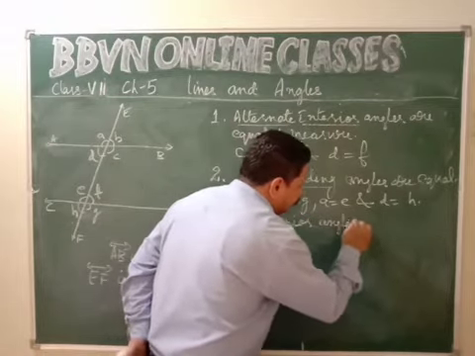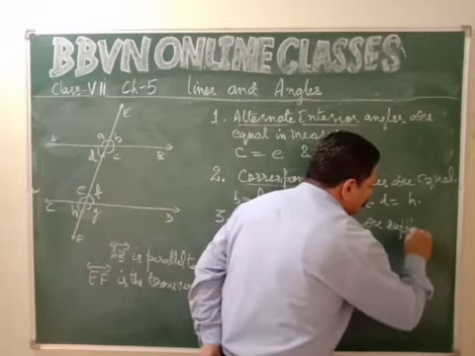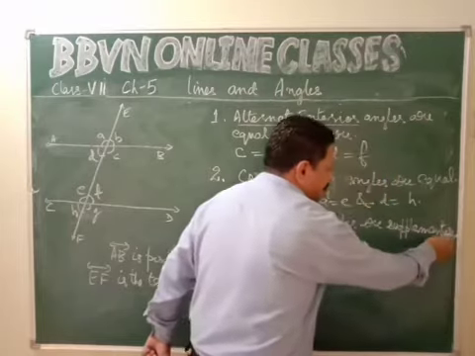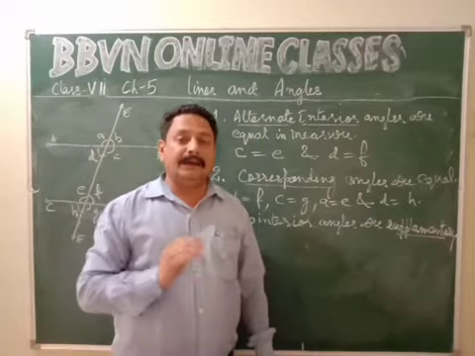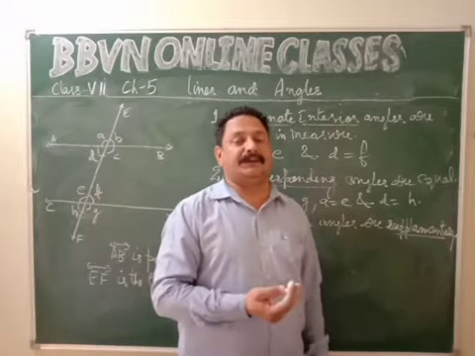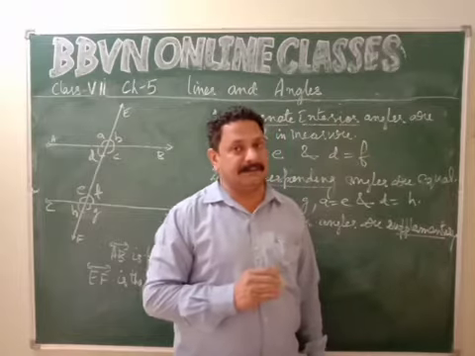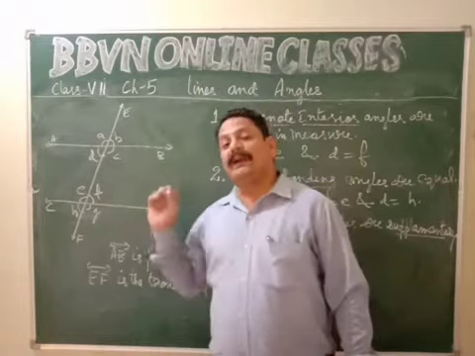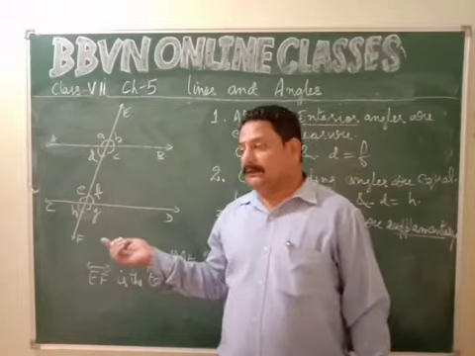Co-interior angles are supplementary. I hope you know this word. We have discussed it earlier. Any two angles such that the sum of their measures is 180 degrees, such angles are called supplementary angles. So this says the property: co-interior angles, to be inside and to be with one another.